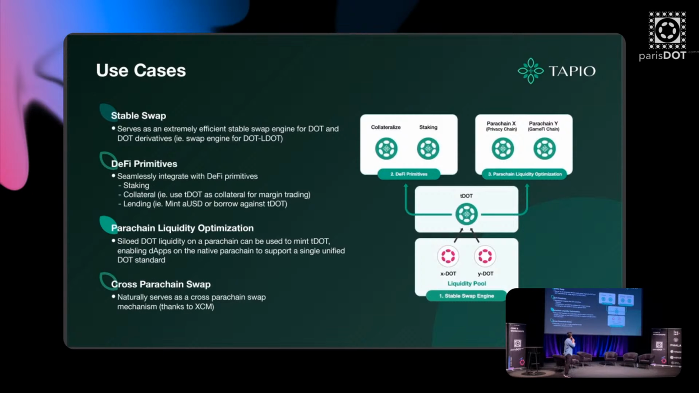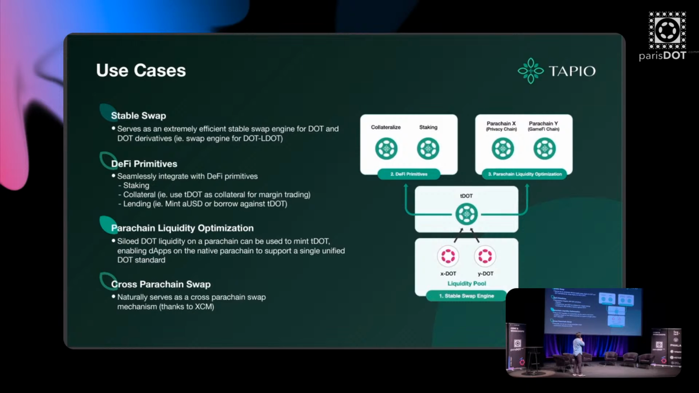The second use case is DeFi primitives. With T-DOT, because we standardize the yield handling and because it maintains the peg against DOT, it can actually be used in different types of application scenarios. One very interesting scenario that we're working on is to make T-DOT a collateral asset to mint aUSD. And the second scenario that we're also working on is to make T-DOT a collateral asset for margin trading.